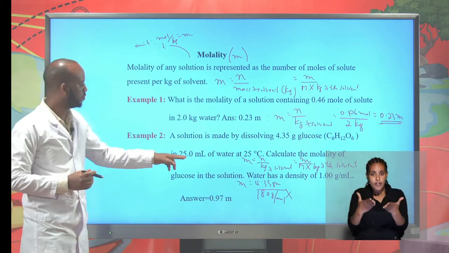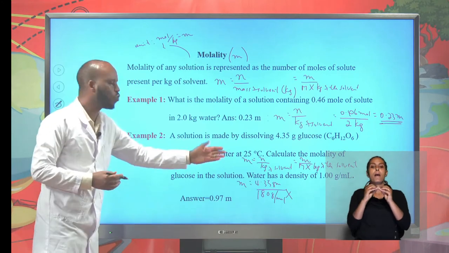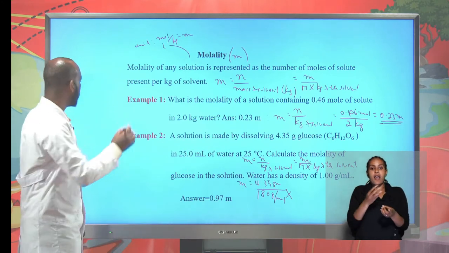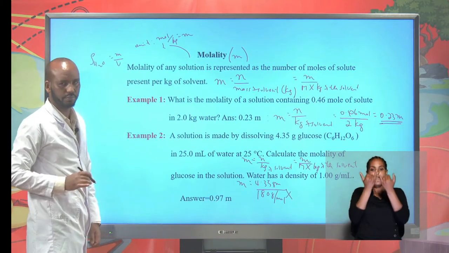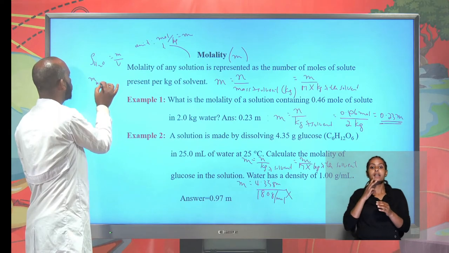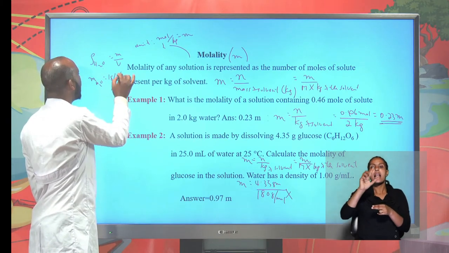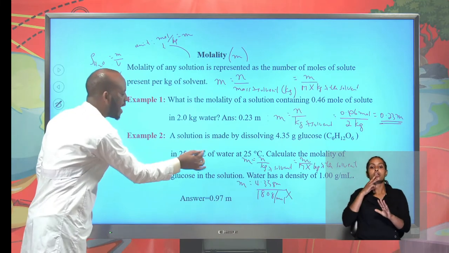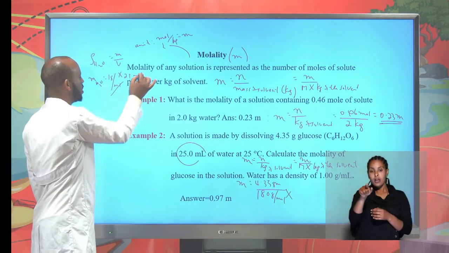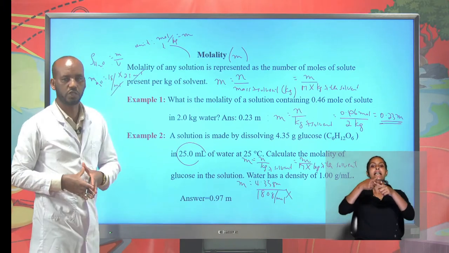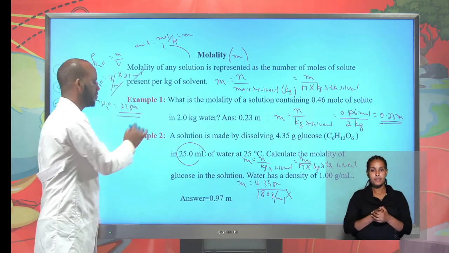Here, what is given? Volume of water and density of water are given. We can calculate mass of water from density and volume. Density of water equals mass of water divided by volume of water. From this, mass of water equals density of water, which is 1 gram per milliliter, times volume of water, 25 milliliters. Milliliter will be cancelled by milliliter. We are left with gram, which is the unit of mass. Therefore, mass of water is 25 grams.